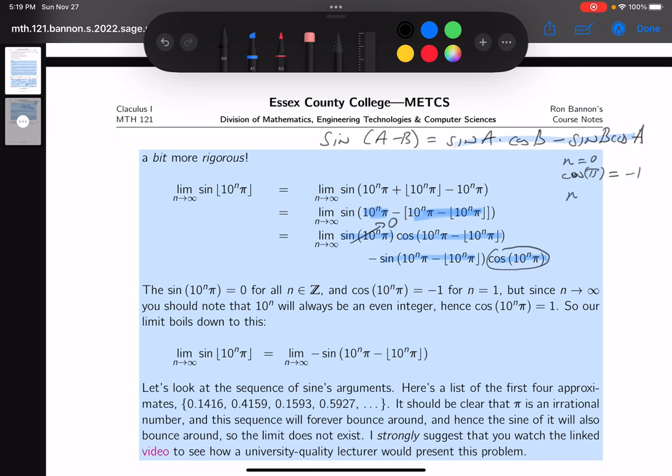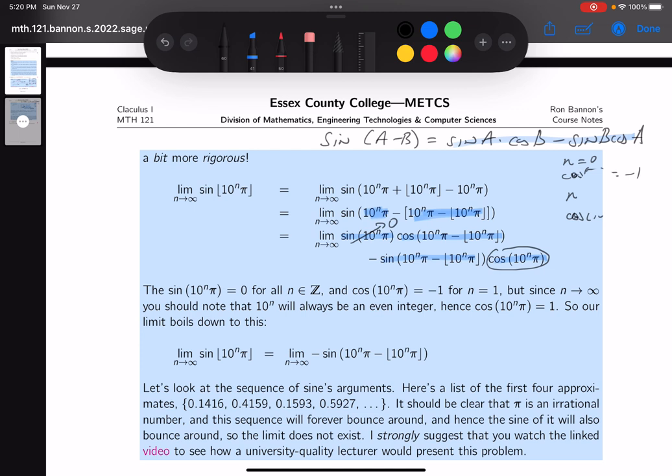But if I take any n greater than or equal to 0, I would get an even multiple of pi, and that would be the cosine of 10n. Again, with the understanding that n is, I shouldn't say equal to 0. Sorry about that. Let me write that down again. Whoops, I lost that, didn't I? Let me start again.